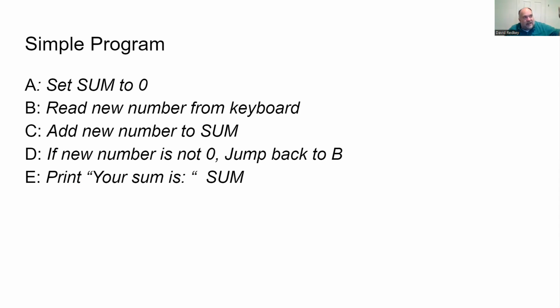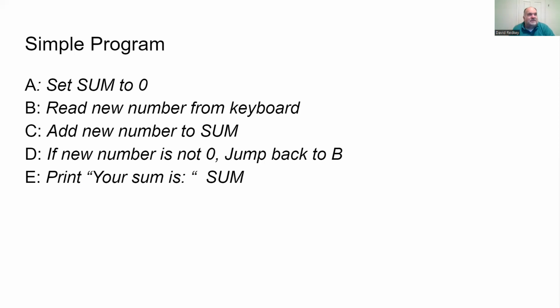Also, there's A, B, C, and then D, and then jumping back to B, then E. So clearly, the computer has to sequence, right? It's got to do A, and then it has to do B, and then it has to do C, and then D. It has to do everything in the right order. So clearly, this program has examples of understanding and sequencing.